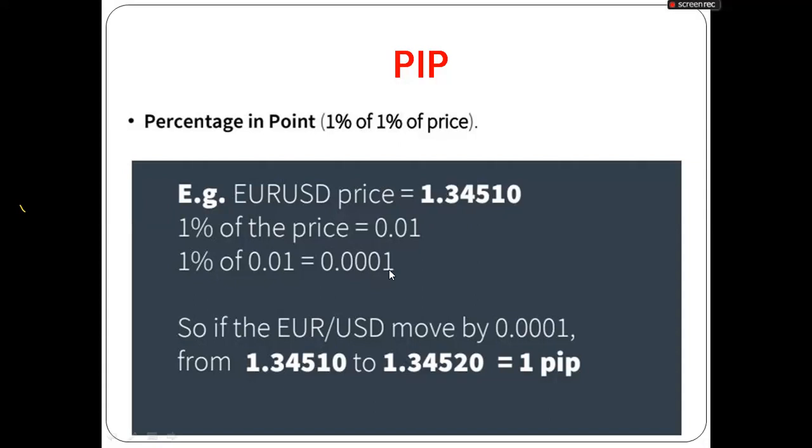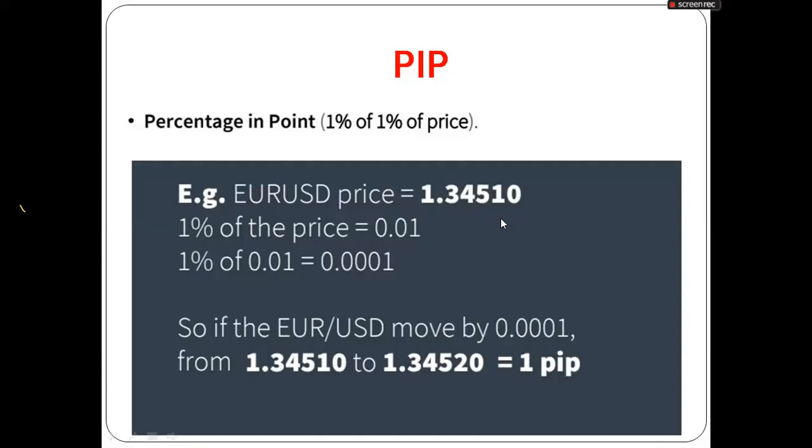So in Forex, especially major pairs, you're going to make use of 4 decimal places for 1 pip. So this 3451, that's the figure you're looking for. If you bought EUR/USD at 3451 and it moves higher to 3452, what has happened is that it has moved 1 pip.